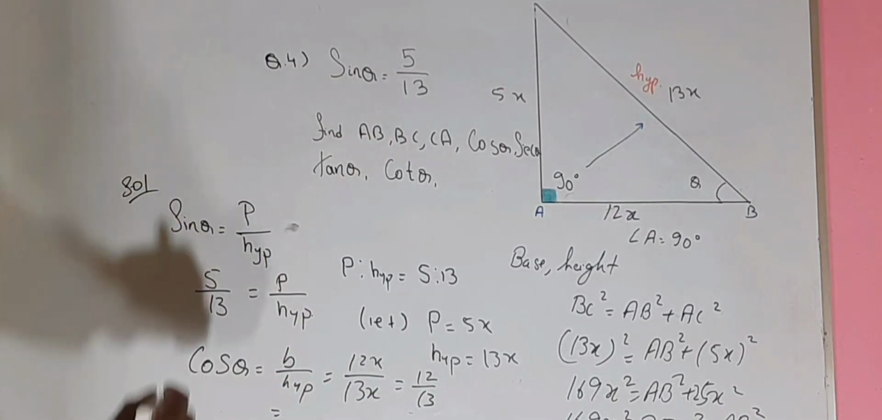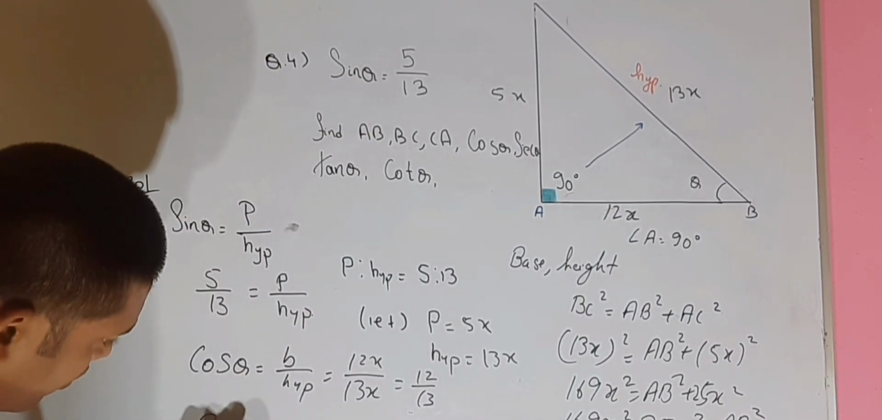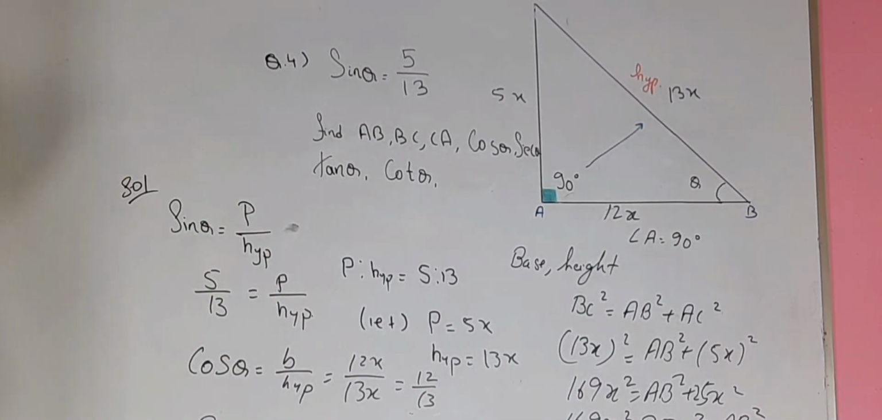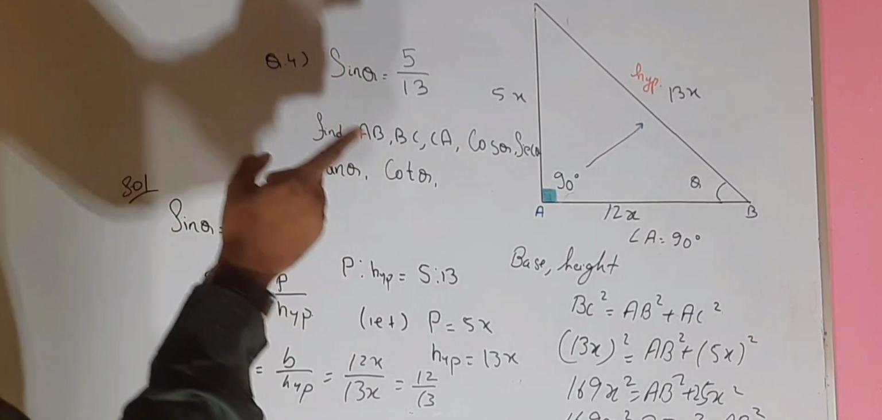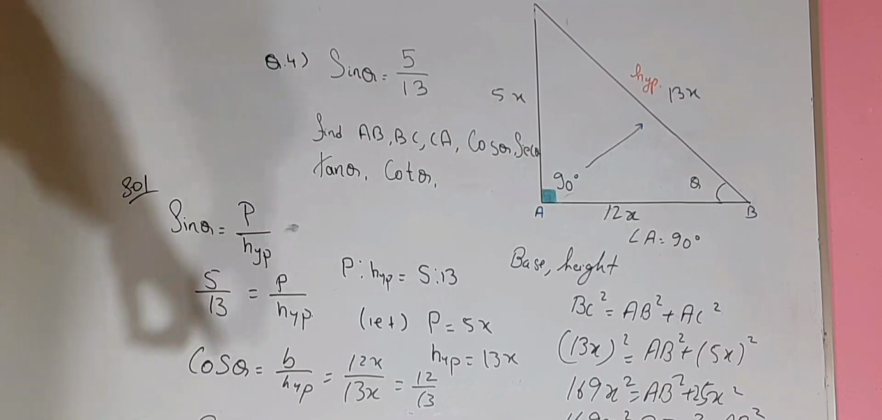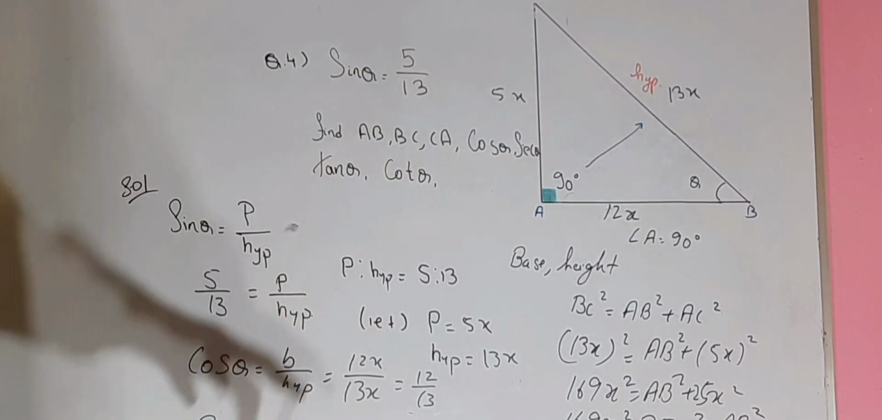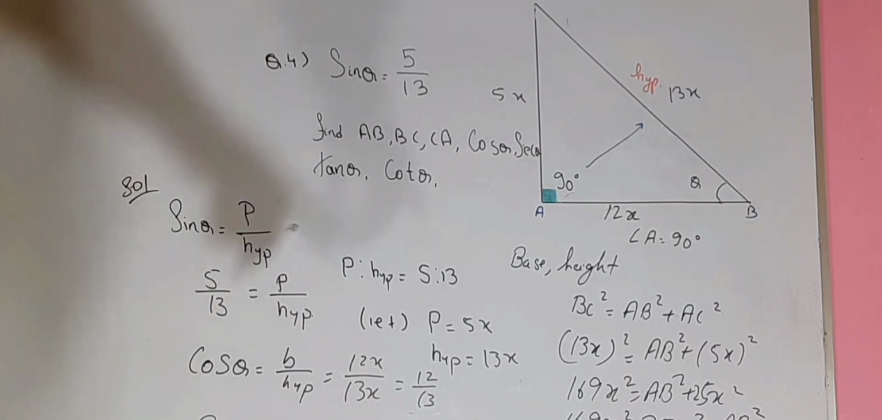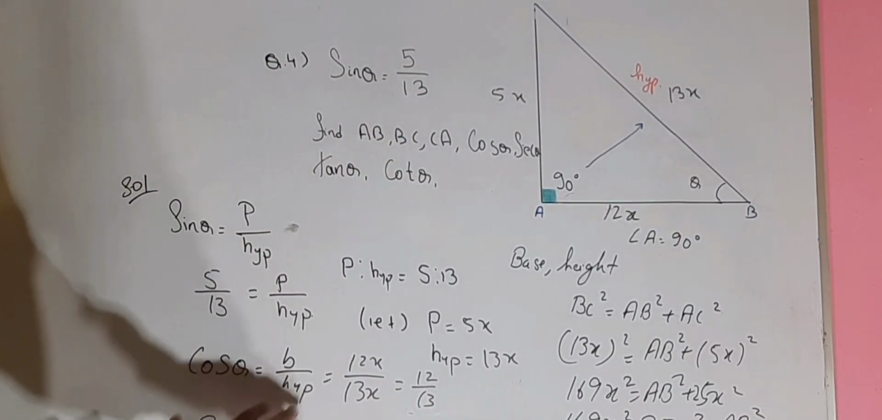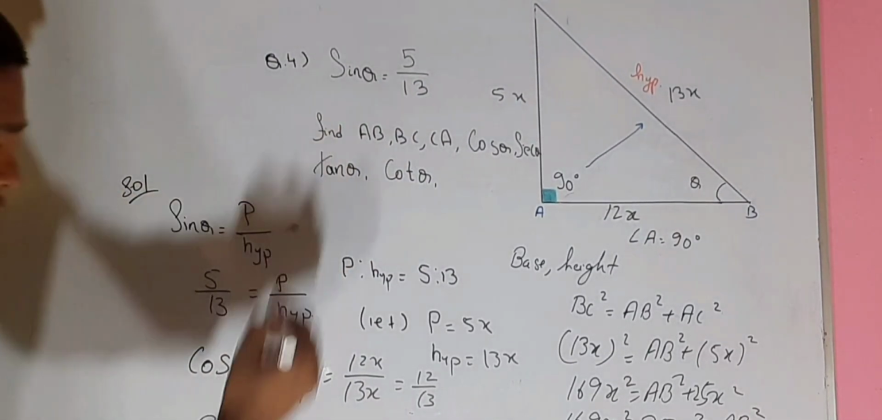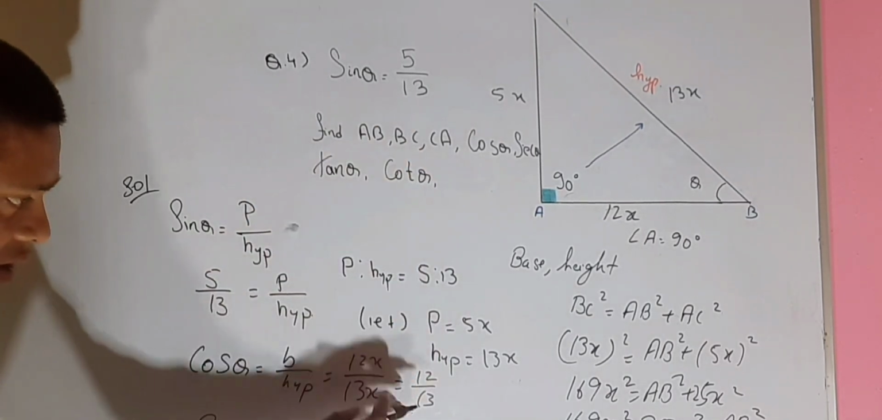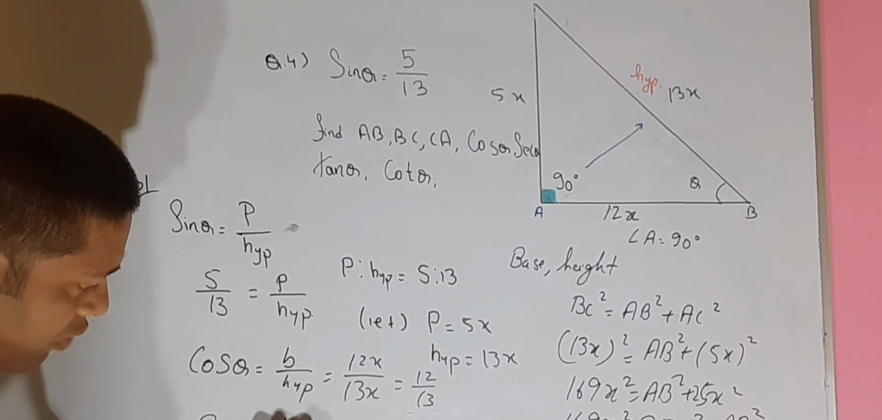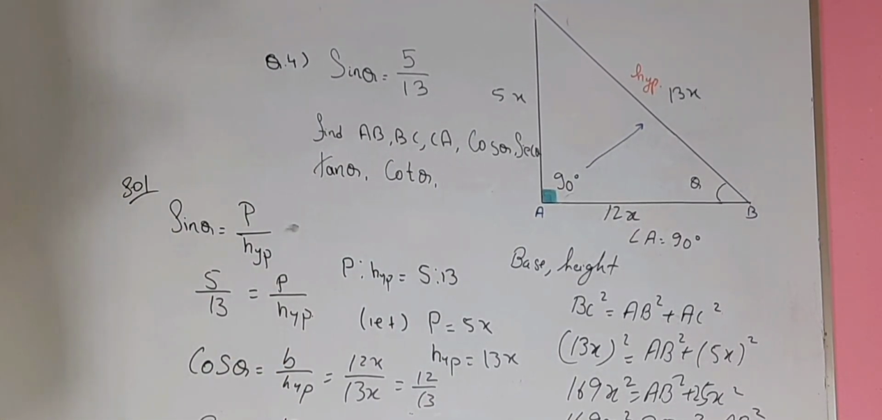Next, sec theta. One more thing I need to tell you. The formula for cos theta is base by hypotenuse, and sec theta is hypotenuse by base, means the reciprocal of this one. So if I find out cos theta, and do the reciprocal of cos theta, I will get sec theta. Or directly you can write the formula. So I will do directly. Sec theta is 1 by cos theta, so opposite. So 13 by 12 answer directly. If you place the value, you are going to get the same answer.